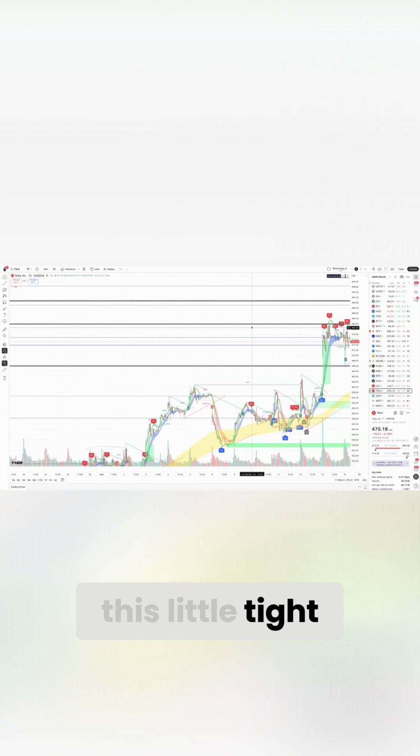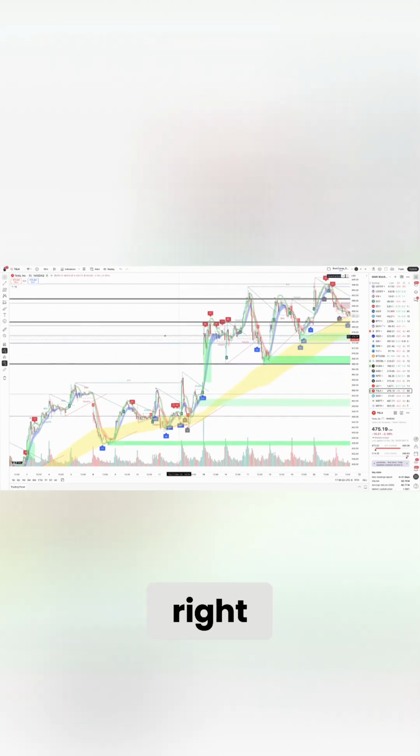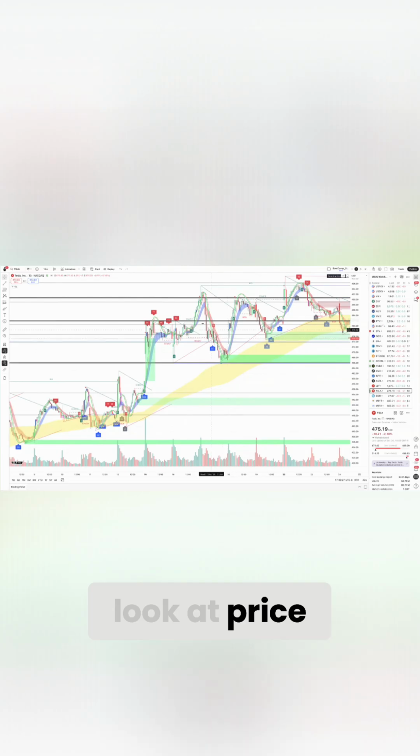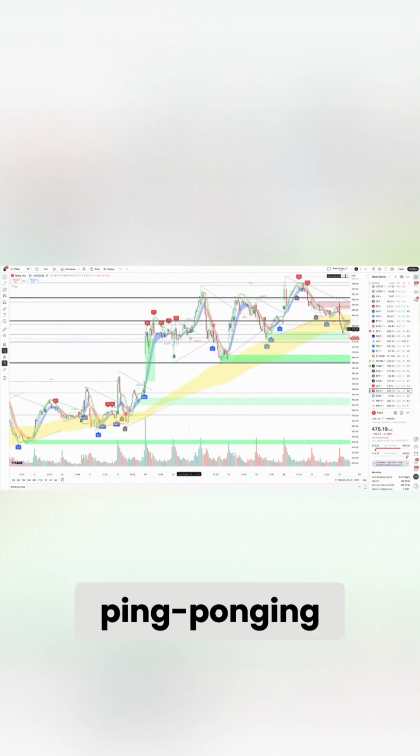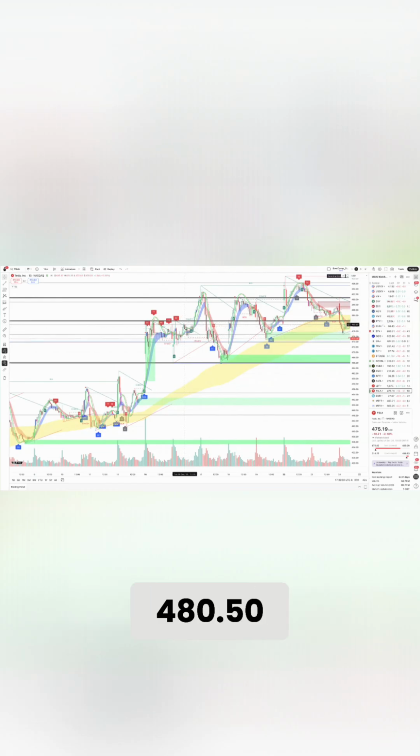And then you got this little tight range between 480.50 and 481.80, right? If you look at price, you see how price pushed down, hit that level, wicked off of it, hit that level, bounced back down. It's ping-ponging in this range. It pushed up, hit 480.50, pushed back down, hit this level, dropped like $3. But this is happening in 15-minute candles, so if you're scalping, that's decent for scalps.